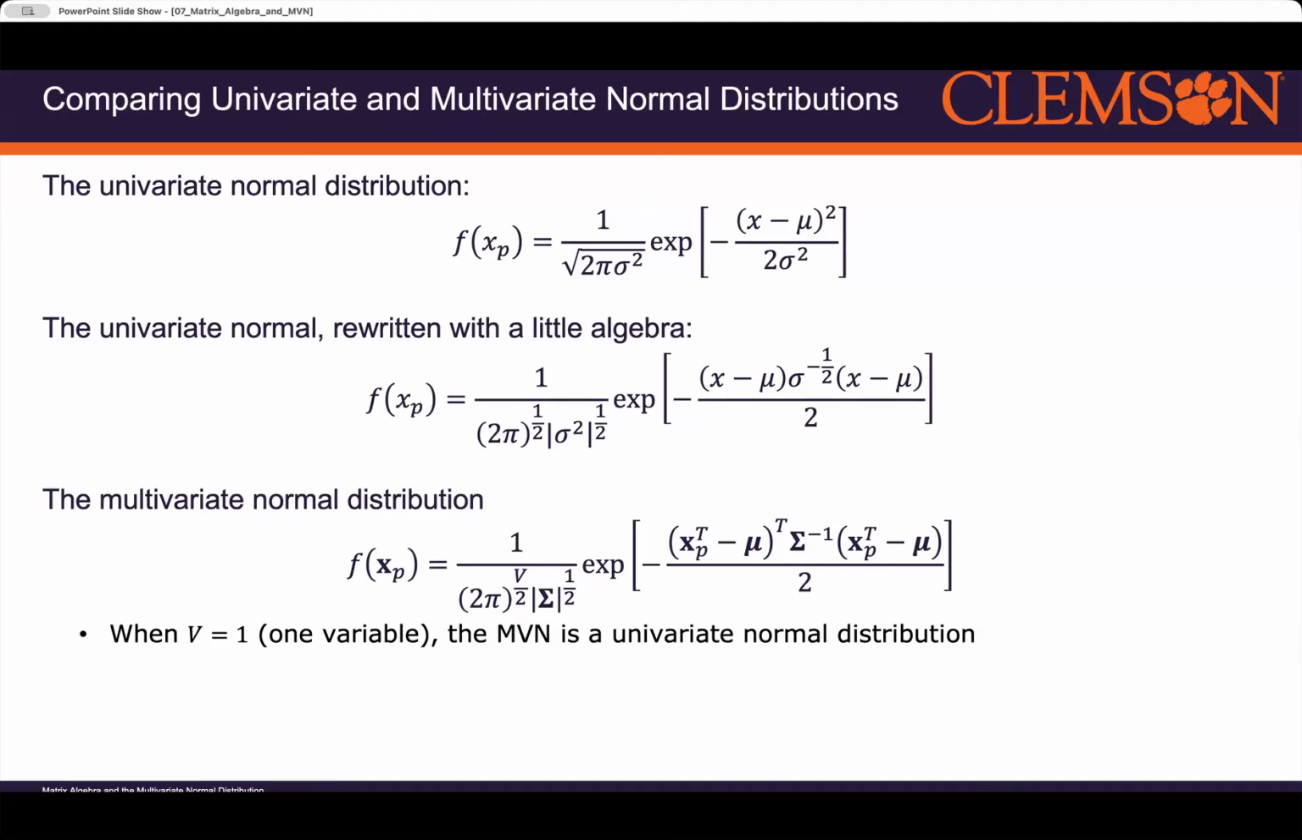Now, we can compare the univariate and multivariate to see where we get the multivariate from. So let's remember our univariate normal distribution here, right?